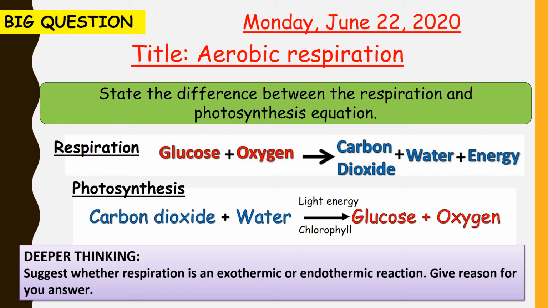Okay, so hopefully you've had a think about that. What is the difference between respiration and photosynthesis? It's just the other way around. So you can see in respiration, you've got glucose and oxygen going in, whereas that's what comes out of photosynthesis. What comes out of respiration is carbon dioxide and water and energy, but it's what actually goes into photosynthesis. So you've got carbon dioxide, water, and light energy going into photosynthesis.